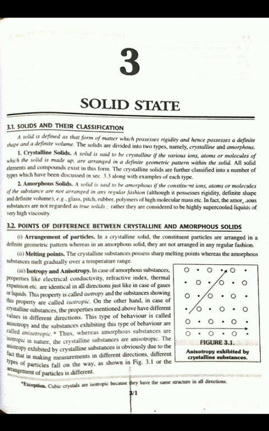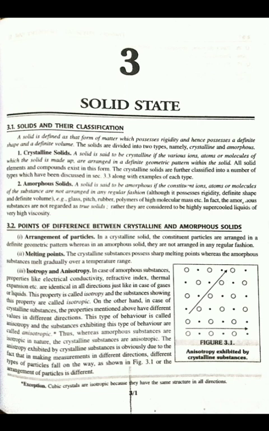Second heading: 3.2 Points of difference between crystalline and amorphous solids. First, arrangement of particles. In a crystalline solid, the constituent particles are arranged in a definite geometric pattern, whereas in an amorphous solid, they are not arranged in any regular fashion. Second, melting point. The crystalline substances possess sharp melting points, whereas the amorphous substances melt gradually over a temperature range.